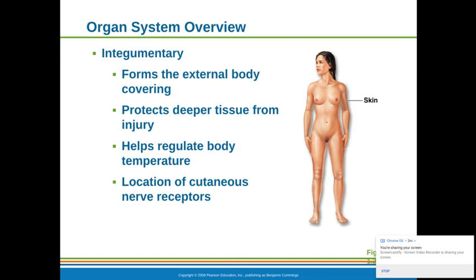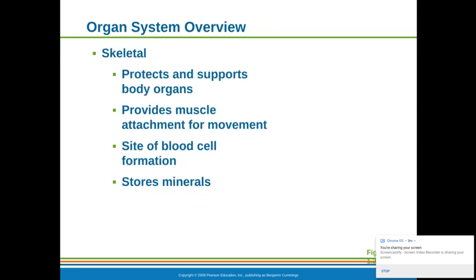So the integumentary, also known as the skin. Now, the integumentary system is the largest organ system in the body. It forms the external covering of the body. It includes your appendages as well, your hairs, sweat glands, oil glands, and nails. It protects deeper tissue from injury, helps regulate body temperature, and also allows us to sense the environment. So it helps us to determine whether it's hot or cold in our surroundings.